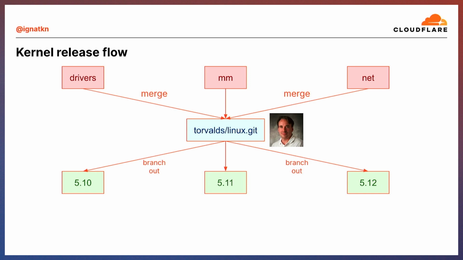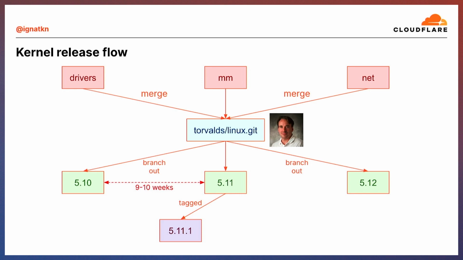Roughly every 10 weeks, a new major version of the kernel is released. The release happens by branching out from Linus's branch, and this is where the major numbers are created. So we had the 5.10 kernel, 5.11, 5.12. It happens roughly every 9 to 10 weeks. Then that branch is fixed in terms of features. Eventually, a security or bug fix release is made by placing a tag on a specific commit on this branch. So how do bug fixes actually get here?